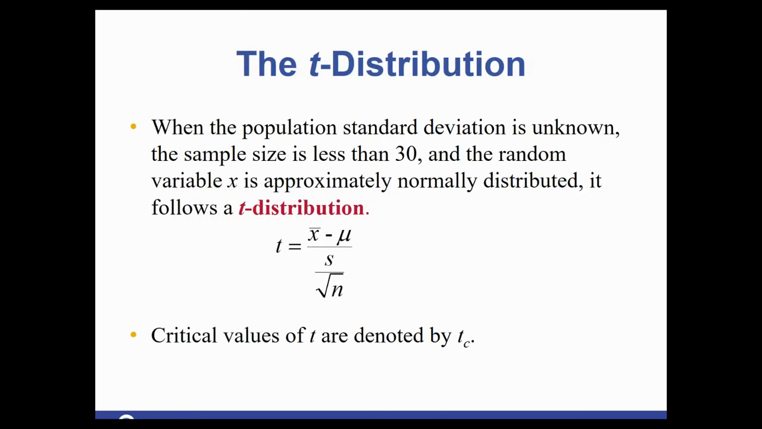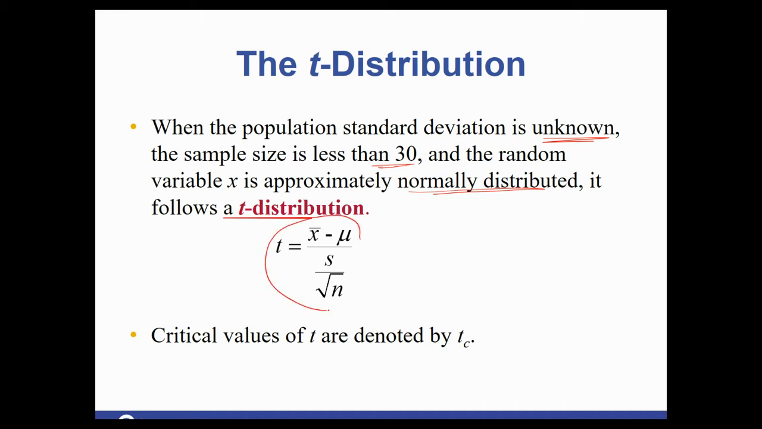So the first thing we need to do is define t-distribution. Previously, we've talked about normal distribution, which sometimes in shorthand we just call z-distribution. This is t. So this is when your population standard deviation is unknown, your sample size is less than 30, and the random variable is approximately normally distributed. So it would follow a t-distribution.